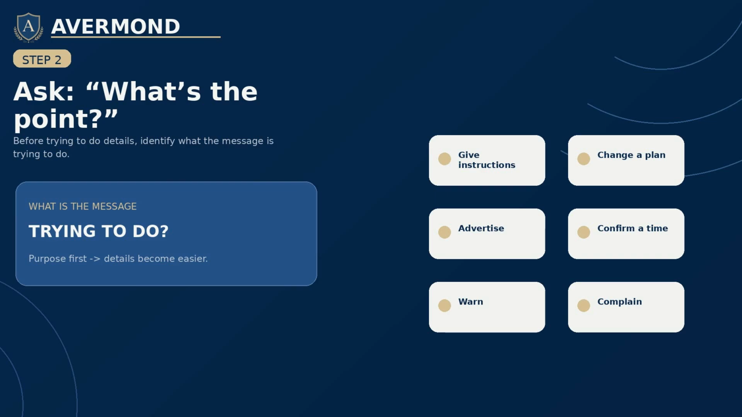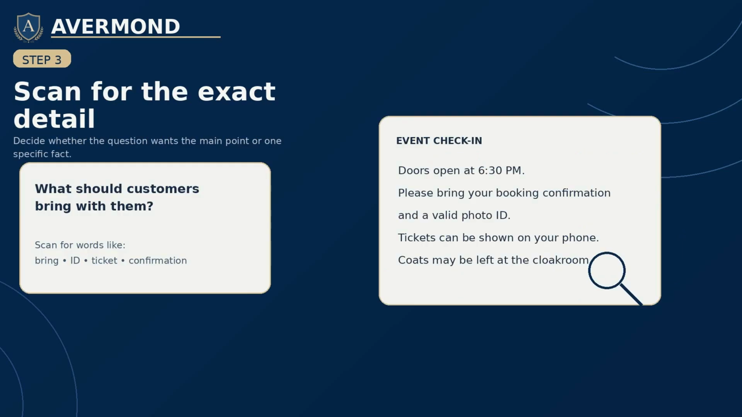Now decide whether the question wants the main point or one specific detail. Suppose a question asks, what should customers bring with them? Do not reread the entire text. Scan for words connected to bringing, showing, identification, tickets, or documents. This task rewards targeted reading. Move between the question and the text instead of trying to memorize everything.